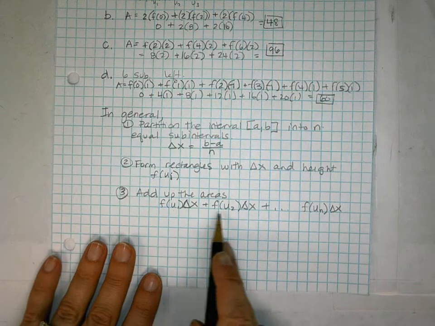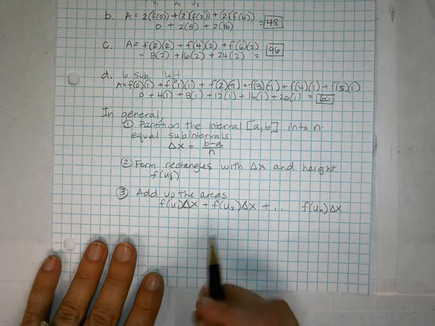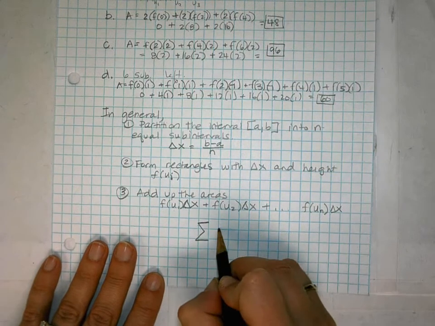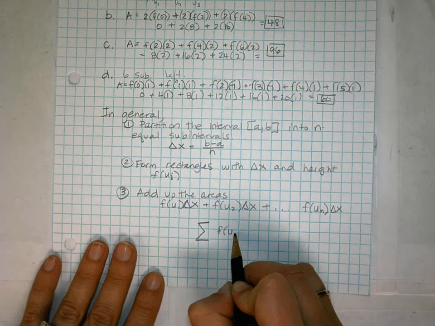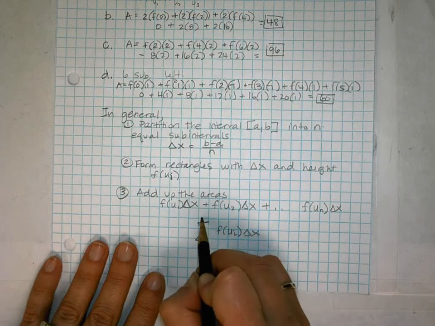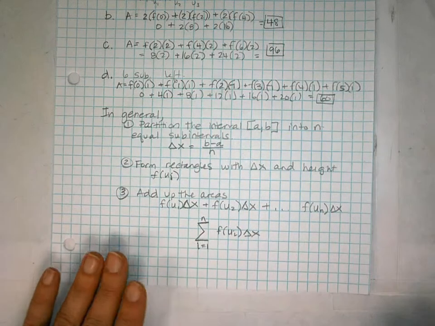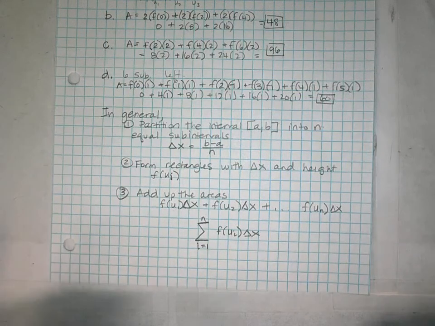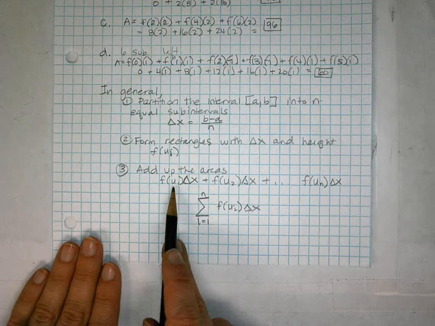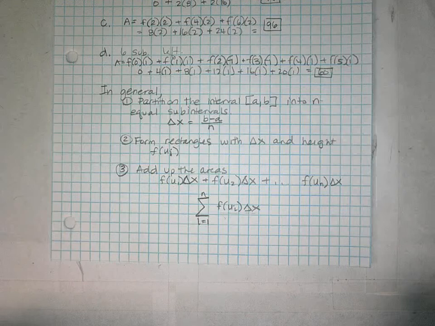Now you see this is a sequence. This is an arithmetic sequence that we can combine and write in summation notation, saying that I've got this function, taking the height times the base, and I'm going to go up to n subintervals starting with the first number. This is finding the area of these rectangles starting at 1, going up to however many we have.